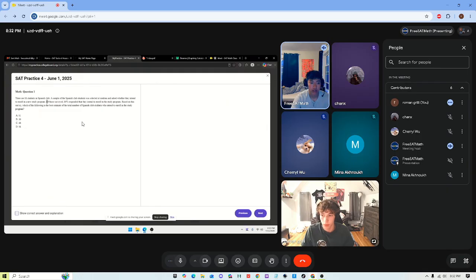Okay, there are 55 students in Spanish Club. A sample of the Spanish Club students was selected at random and asked whether they intend to enroll in a new study program. Of those surveyed, 20% responded that they intend to enroll in the new study program. Based on the survey, which of the following is the best estimate of the total number of Spanish Club students who intend to enroll in the study program?